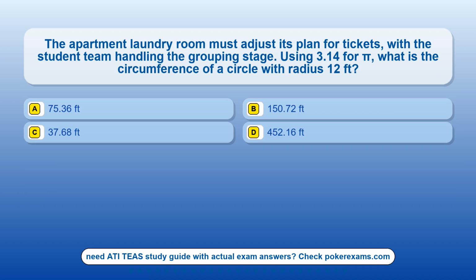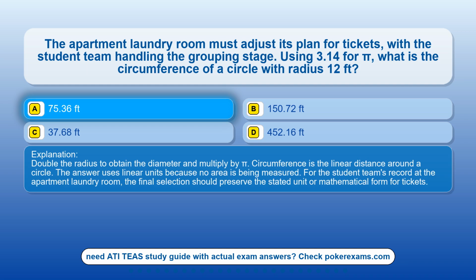Question 24. The apartment laundry room must adjust its plan for tickets, with the student team handling the grouping stage. Using 3.14 for pi, what is the circumference of a circle with radius 12 feet? Option A 75.36 feet. Option B 150.72 feet. Option C 37.68 feet. Option D 452.16 feet. The correct answer is option A 75.36 feet.